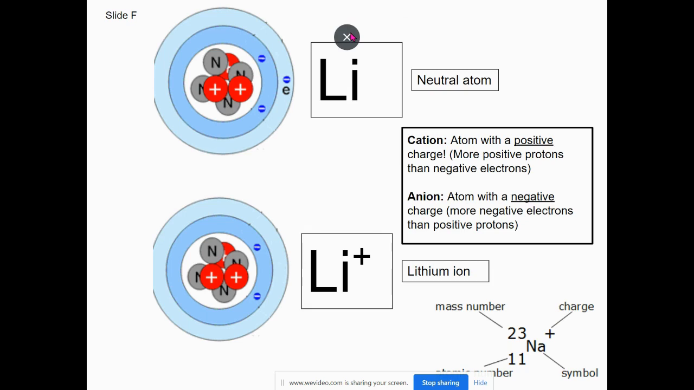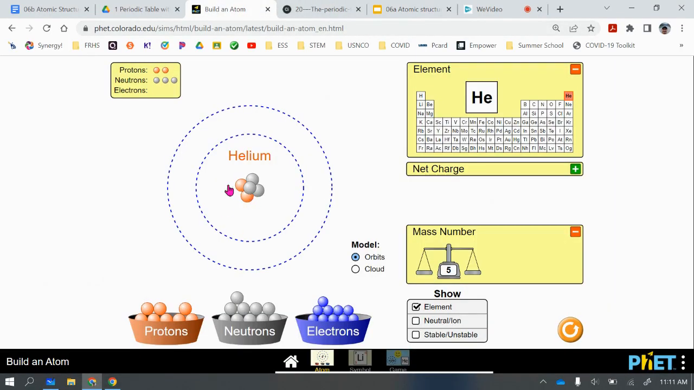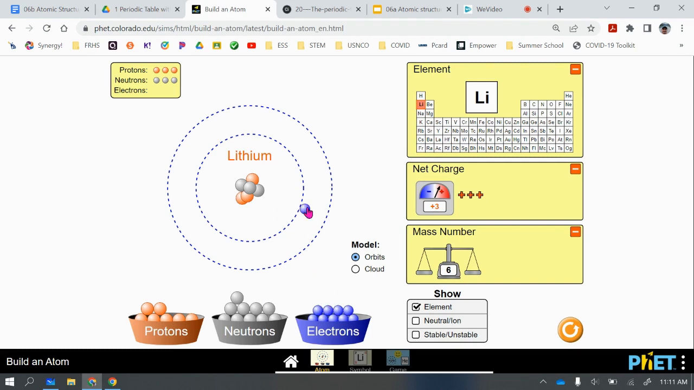If I was going to show you that visually, I'm going to come back to the build an atom, and this was lithium. So we'll rebuild lithium. I'm going to put the charge on here. We started out with a neutral lithium atom because it's not charged. And you can see that here. Look at my charges: 3 positive, 3 negative, 3 protons, 3 electrons. So it's neutral.